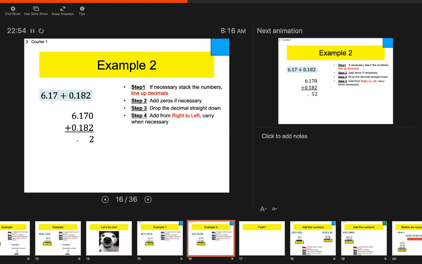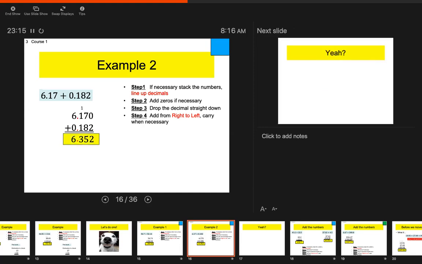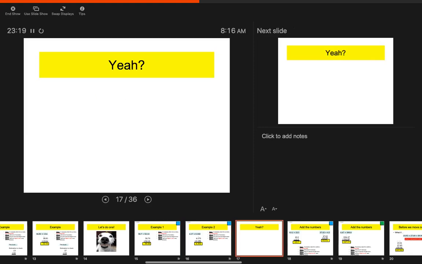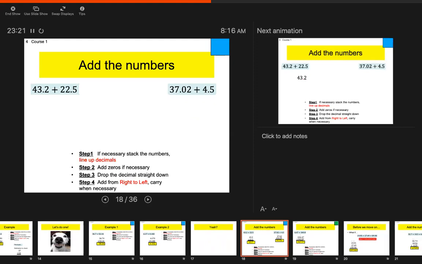8 plus 7 is 15. So 5, carry your 1. 1 plus 1 plus 1 is 3. Then 6, because of this 0. Some kids will not line it up correctly, right? And then a 6 and thousands. Very good. All right.